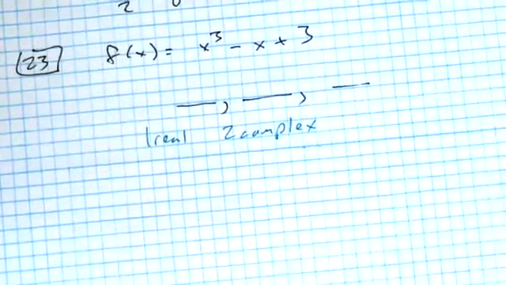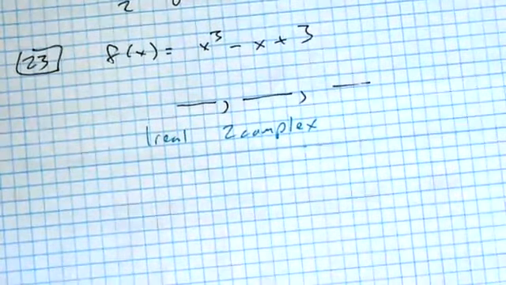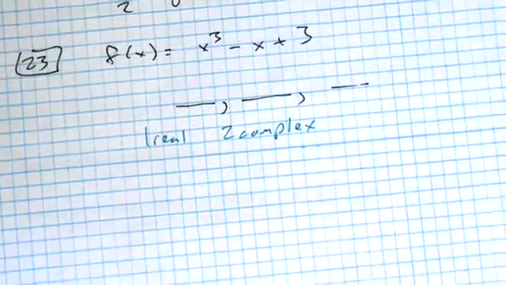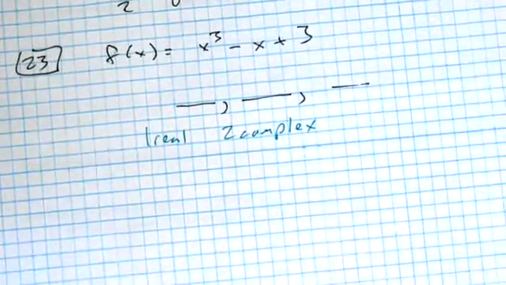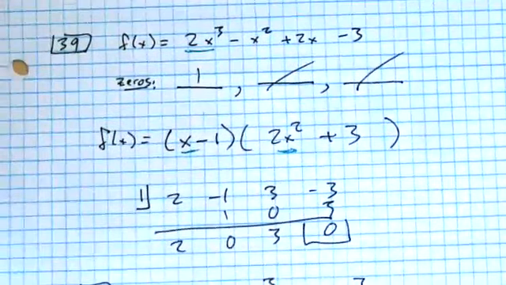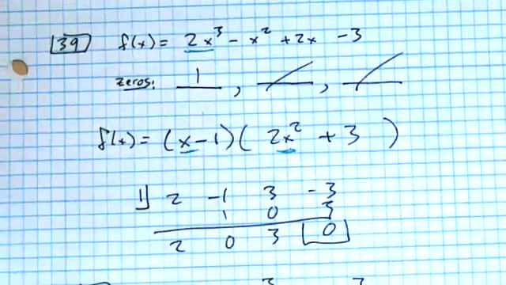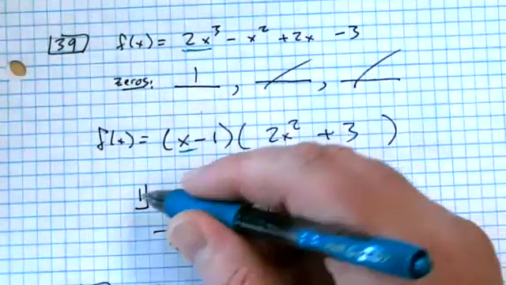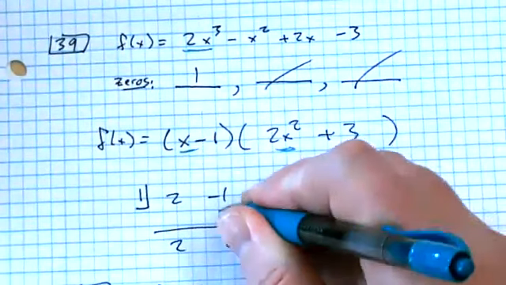Is that all they wanted? State how many complex and real zeros the function has. Yeah, that's it. Any other questions? Hmm? Yeah. I don't know. Did I mess it up? Where did I mess up? Oh, wait a second. That's two times one. This should have been a two, shouldn't it?